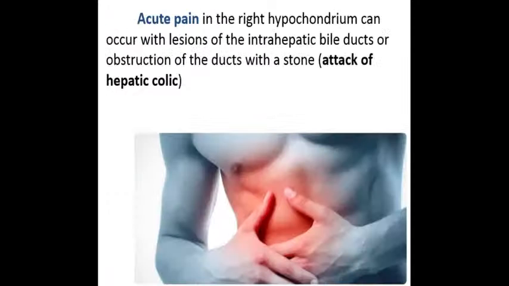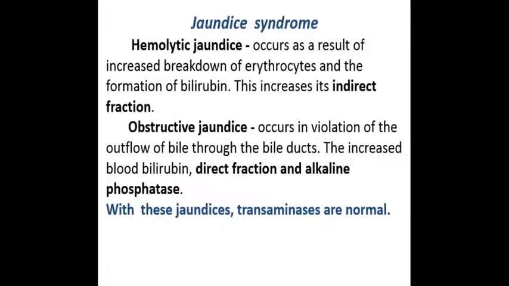And a patient may have acute pain. Acute pain in the right hypochondrium can occur with a lesion of the intrahepatic bile duct or obstruction of the duct with a stone, an attack of hepatic colic. Next syndrome, what we can see very often in the patient, is jaundice syndrome. But there are many variants of jaundice.